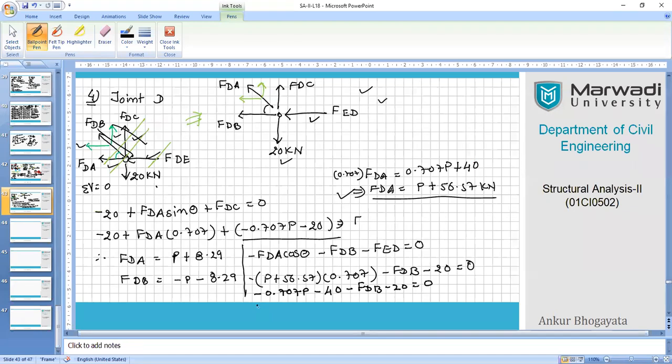So friends, I'm going out of this line, and I'm writing it again. FDB equals, this negative term becomes positive, so it is 0.707 times P, right? And this is negative, negatives get added, so 40 plus 20, 60, goes on the other side, and this is negative, that we have to take care of. So this is 60. So finally, FDB is negative 0.707 P minus 60.